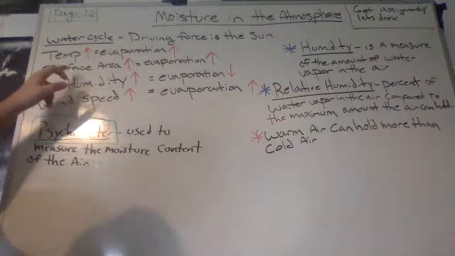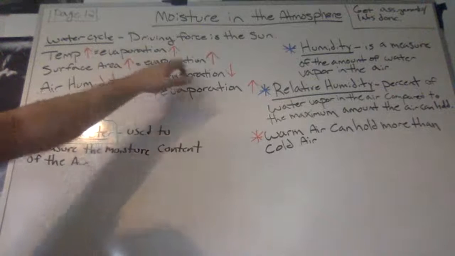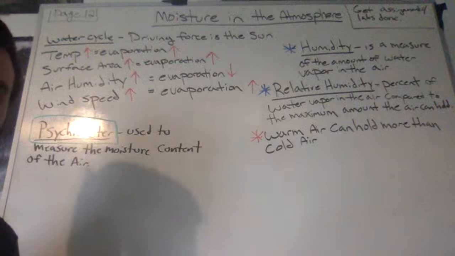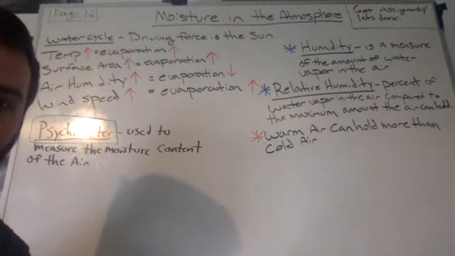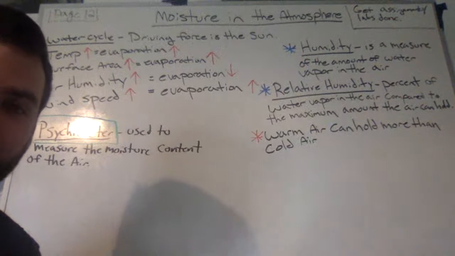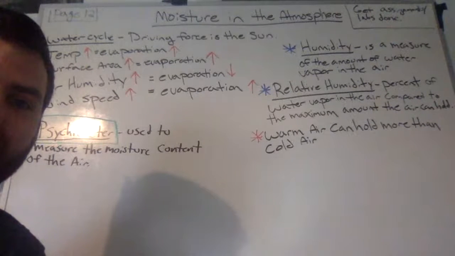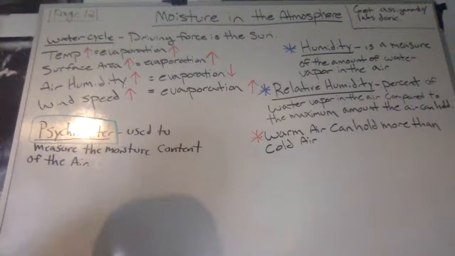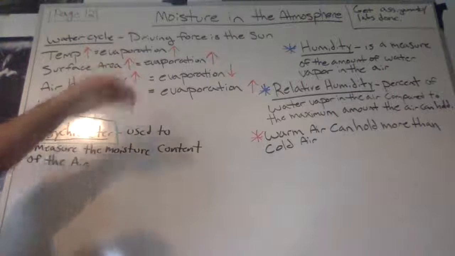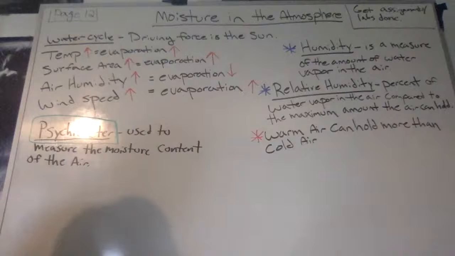The next one is surface area. If surface area increases, evaporation also increases. If you have a giant pool in your backyard, it's going to constantly be evaporating. Whereas if you have a glass of water on a table outside, there's less surface area on that glass of water. So as the surface area gets larger, evaporation increases.